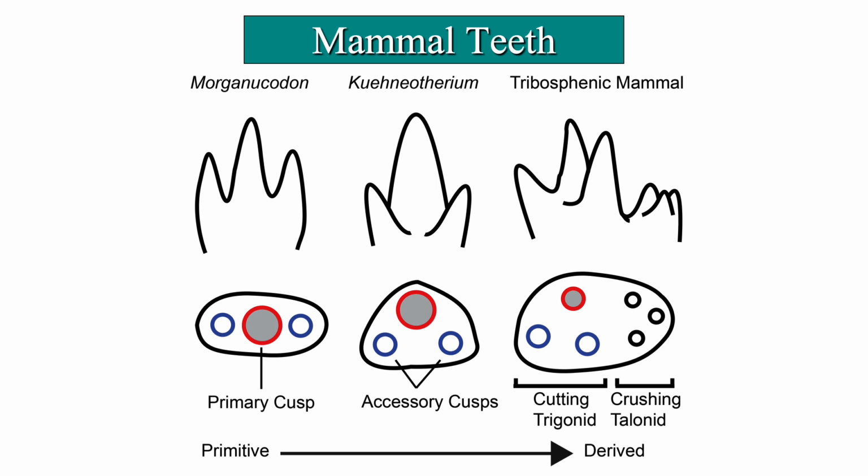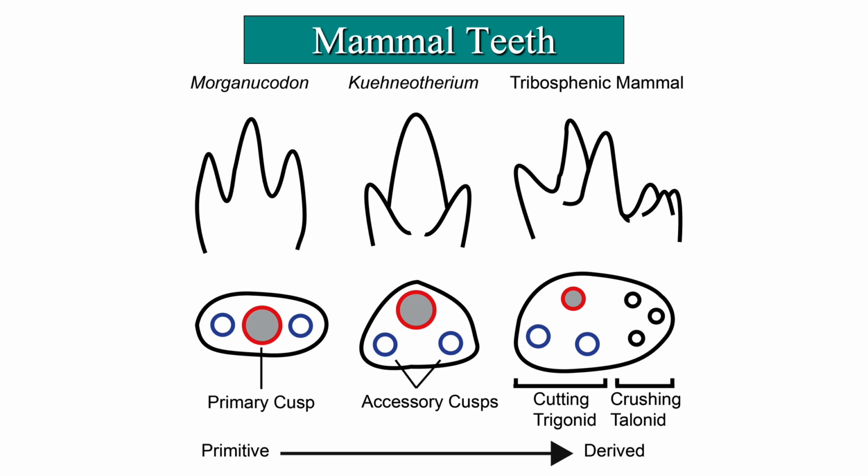And tri, of course, means 3. Cone always refers to the cone shape, and then dont is a tooth. So in this case, there are 3 cone shapes to the teeth. Triconodont means there are 3 peaks. On the upper row in your image here, you're looking at the side view of a tooth. And then in the bottom row, you're looking at a top-down view with the primary cusp on the tooth highlighted in red and secondary cusps highlighted in blue, or what are called accessory cusps.